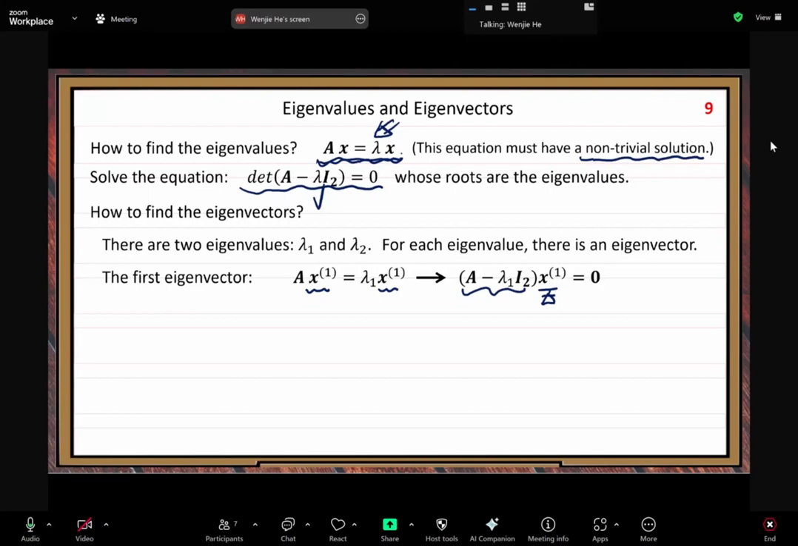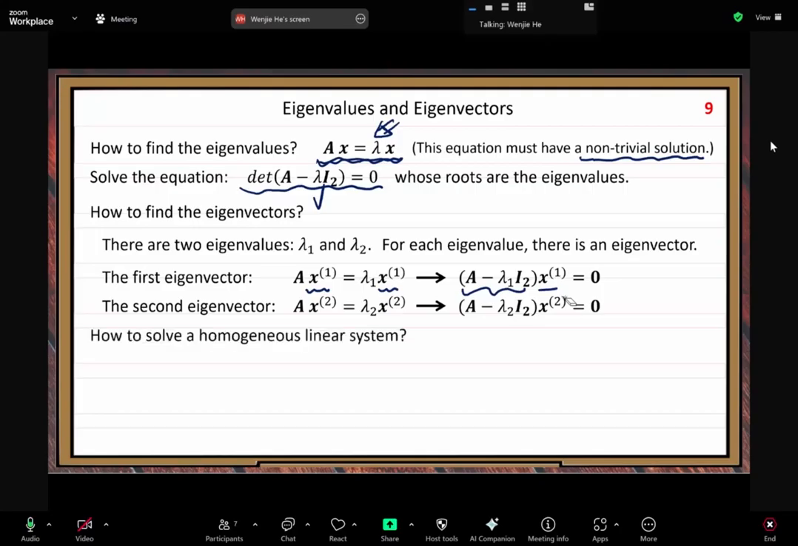All right, so let's do it. Similarly, the second one, that equation. So let's do one by one. The first time x sup 1, second time x sup 2.